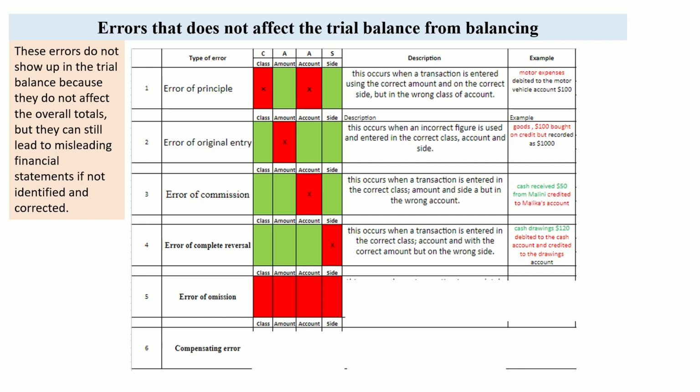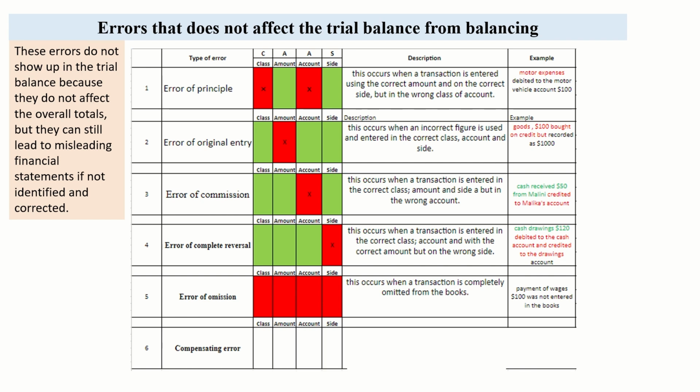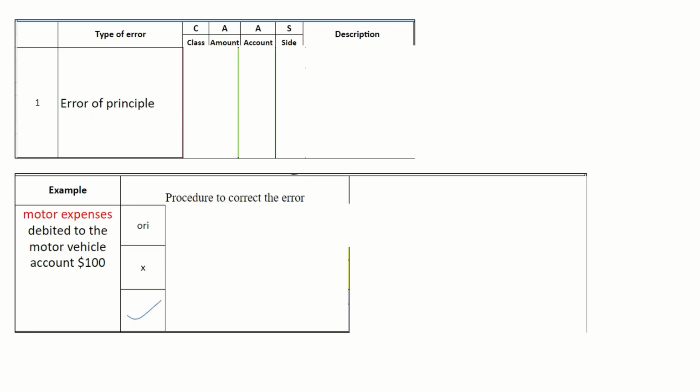Error of omission. This is when a transaction is completely omitted from the books. An example, payment of wages 100 was not entered in the books. Compensating error. This error occurs when errors cancel each other. For example, purchases account under added by 100 and sales returns account over added by 100.